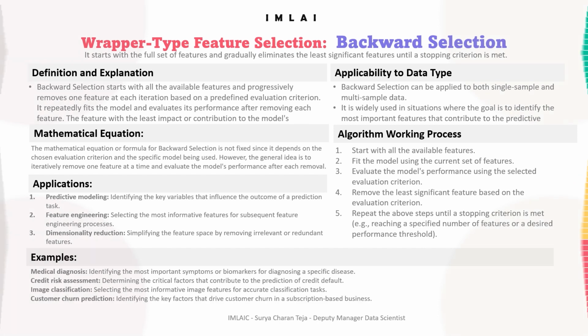So overall, backward selection is a powerful feature selection method that systematically eliminates less significant features, providing a subset of features that are most relevant for building accurate and efficient predictive models.